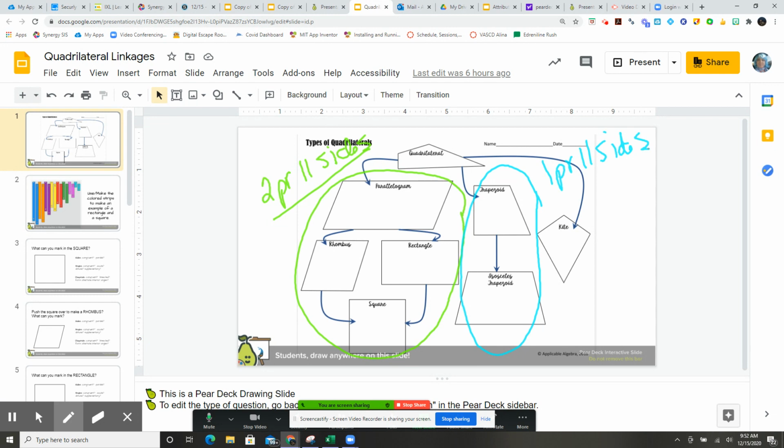And trapezoids only have one pair of parallel sides. So trapezoids have one pair of parallel sides. And then all parallelograms have two pairs of parallel sides. It doesn't matter what kind of parallelogram you are, you must have two pairs of parallel sides. That means a shape cannot be both a parallelogram and a trapezoid at the same time.